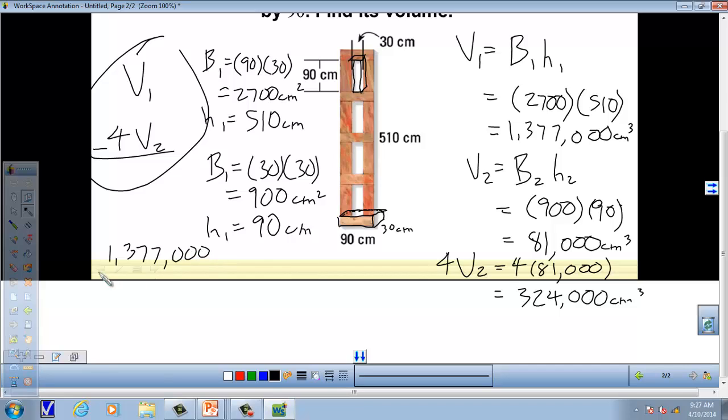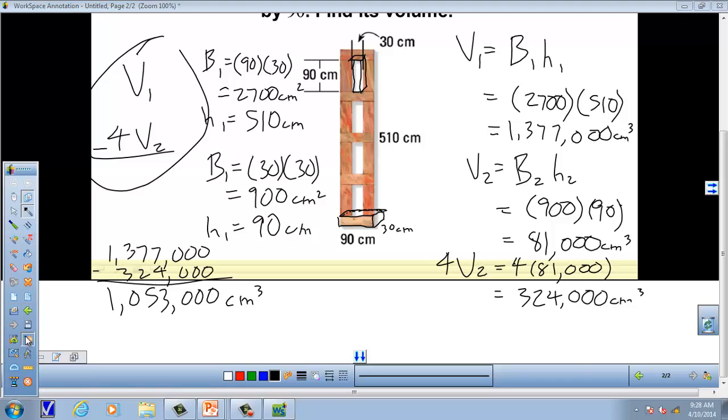So here, what we're doing is we're figuring out 1,377,000 minus 324,000. And if we subtract those two, we end up with 1,053,000 cubic centimeters. And that would be the volume of all of these pieces here. A couple different ways we could do this.